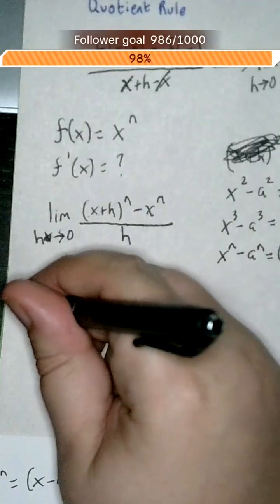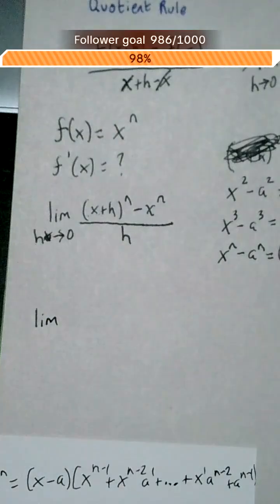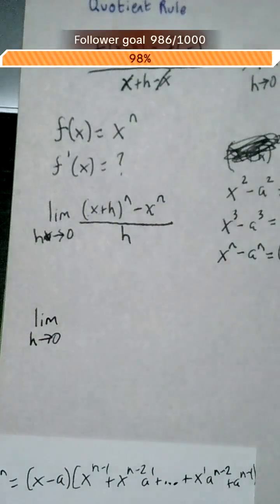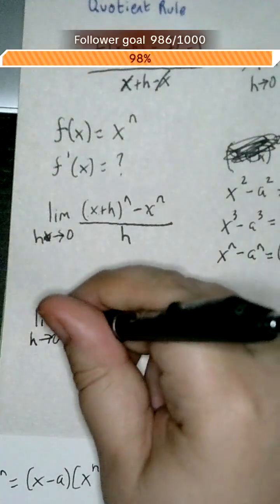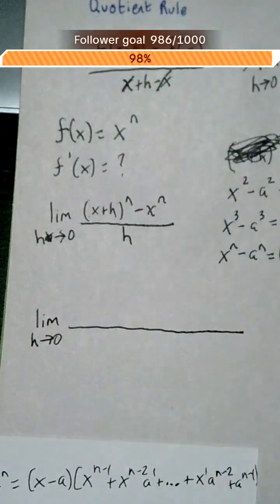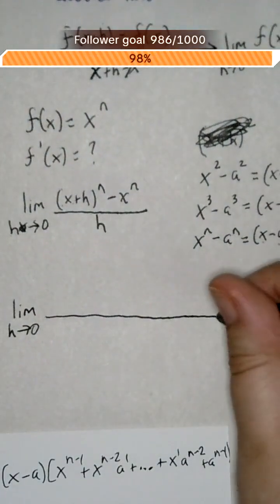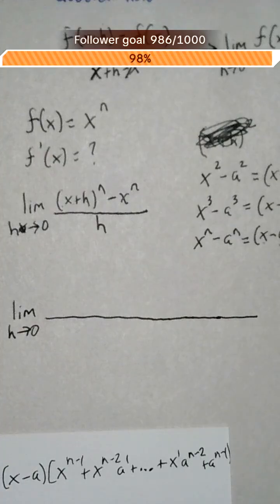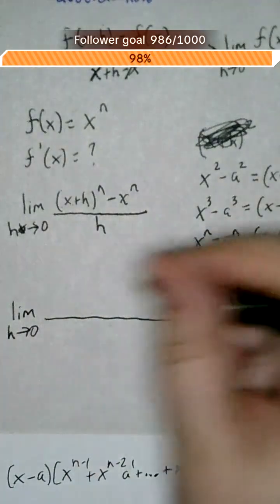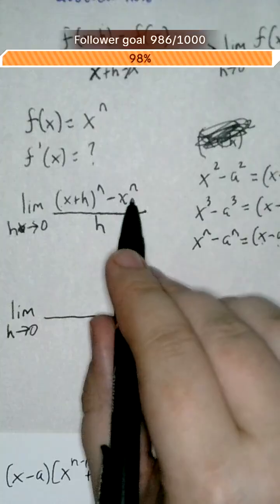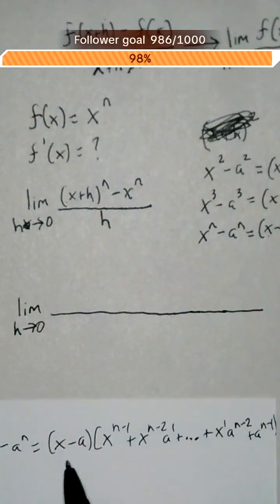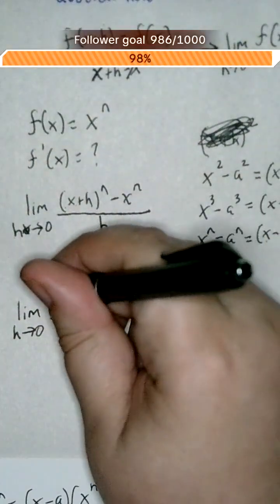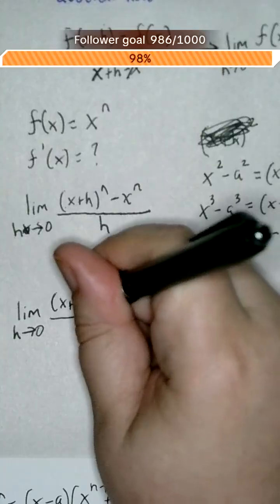So I have the limit as h approaches 0, which is going to be the following. I'm going to need a longer fraction bar to make this work. So 14 to go. Let's go. So I have x plus h minus x. I'm going to let my x be x plus h and my a be x. So I have x plus h minus x.